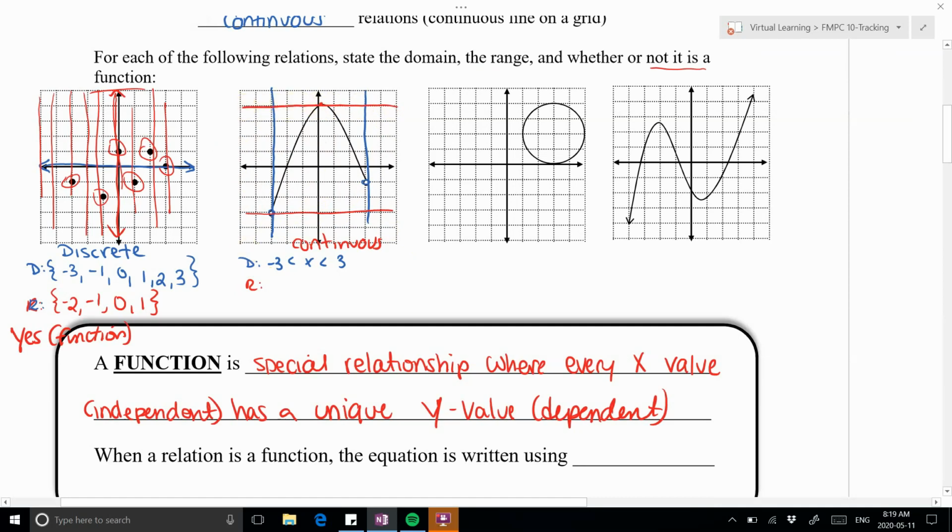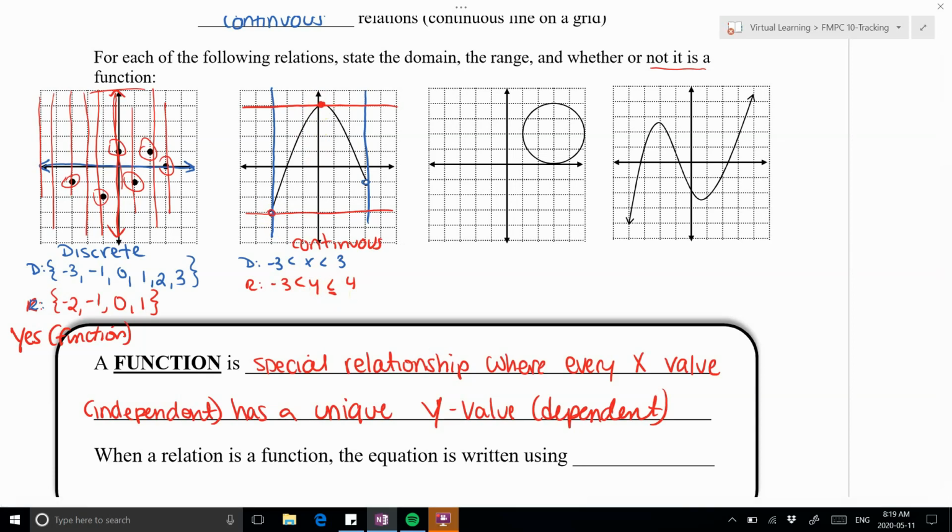So for my range, I'm going to be going from -3 all the way up to +4. Now down here, open dot, no line underneath. But up here, when a line goes through, that's a possible value, so I have to put a line underneath it.